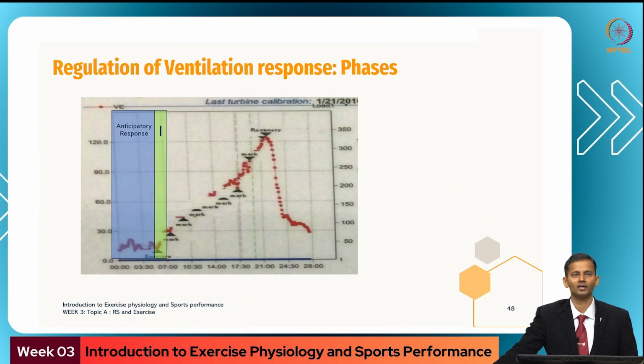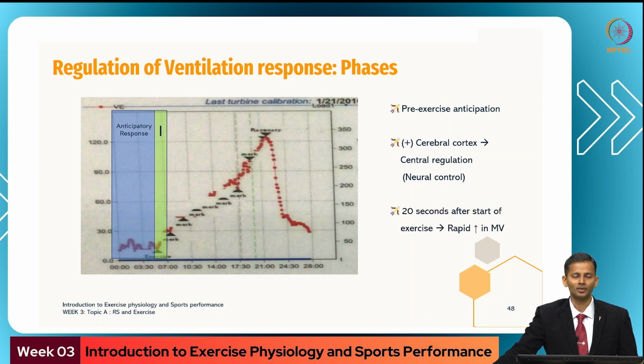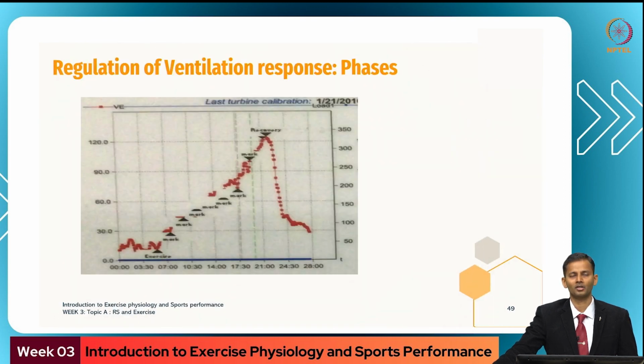The initial one is the anticipatory response, wherein you have a pre-exercise anticipation, because of which it stimulates the cerebral cortex and voluntarily you are ready for exercise, and that is by the central regulation or the nervous control by the brain. Thereafter, within 20 seconds of the initiation by the cerebral cortex, you will have a rapid increase in the minute ventilation by increase in the rate and depth of respiration. So that is phase 1.